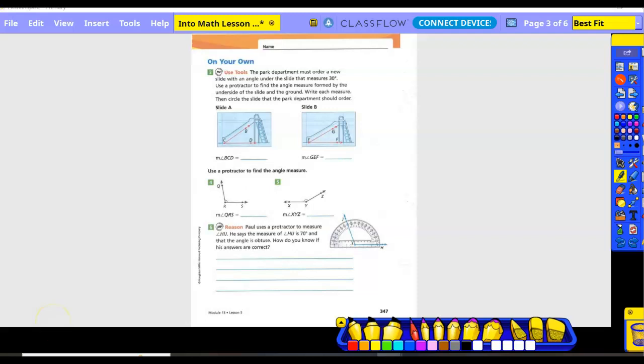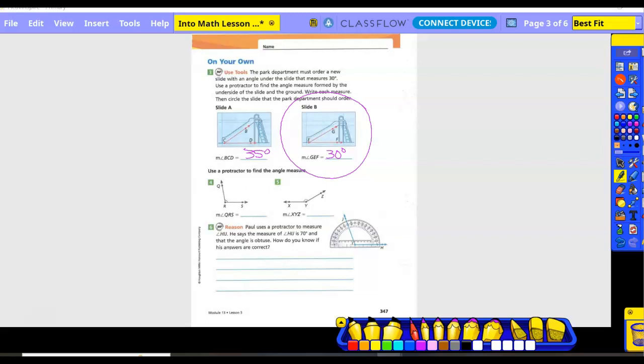First of all, we identified each angle in slide A and slide B as acute angles. So when we use our protractor, we knew we would use the smaller number that the arrow pointed to and not the larger one for an obtuse angle. For measure of angle BCD, we came up with 35 degrees. For the other angle, we said 35 degrees. For measure of angle GEF, we came up with 30 degrees. Which slide would the park department want to use? Slide D.